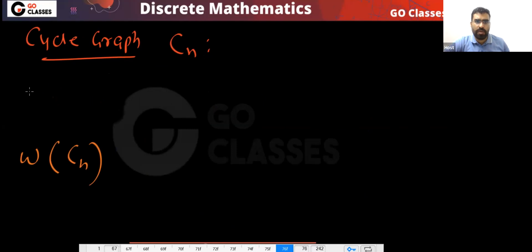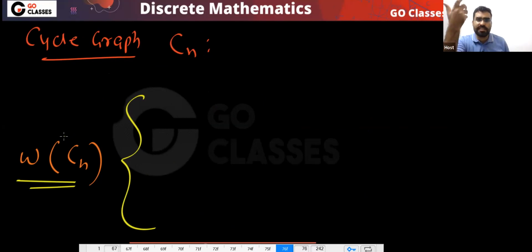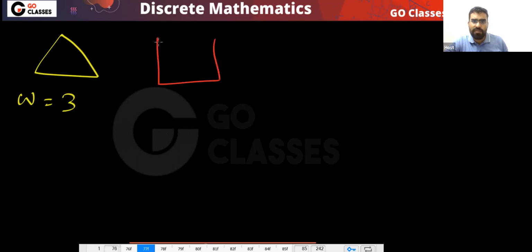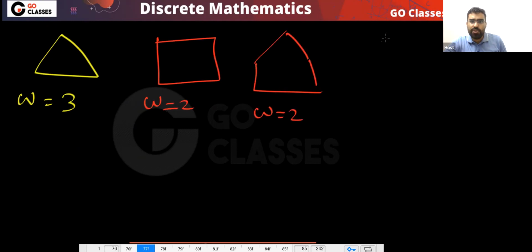Let's see the omega for Cn. What is the omega for Cn? Omega means the largest clique. What is the largest clique you can create in a Cn? For example, if your Cn is this, then the omega here is 3 because this is the complete subgraph. But if you have this, then what is the omega? Now omega is 2. If you have this, the omega again is 2. So whatever you take, omega will be basically 2.